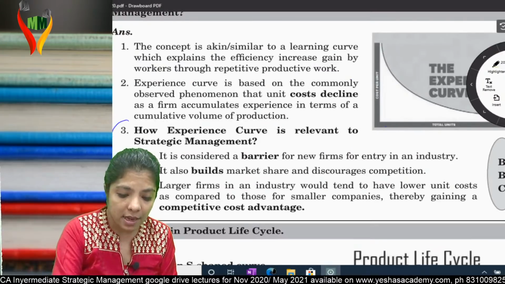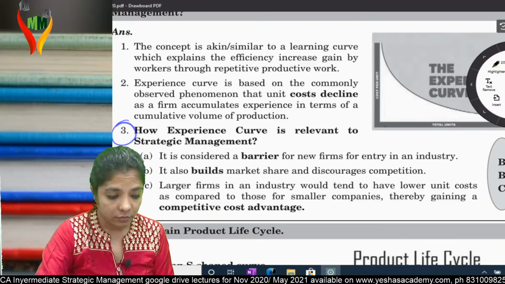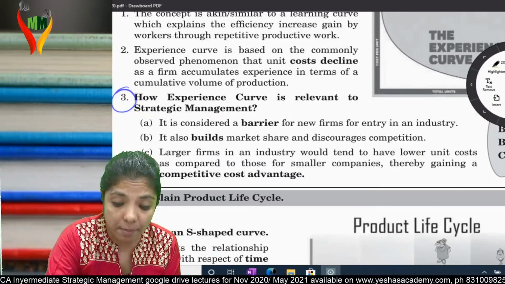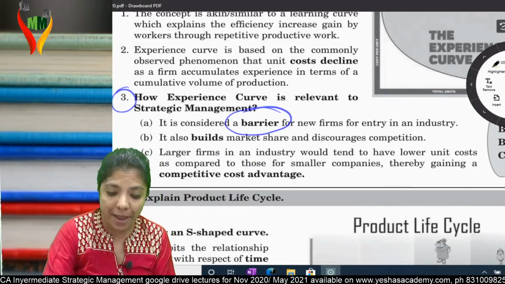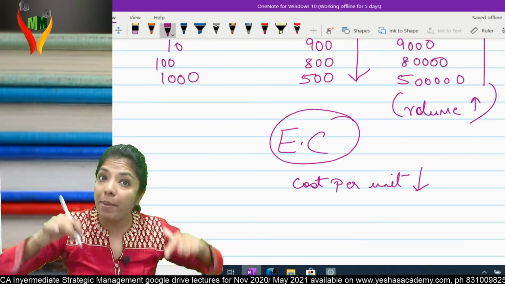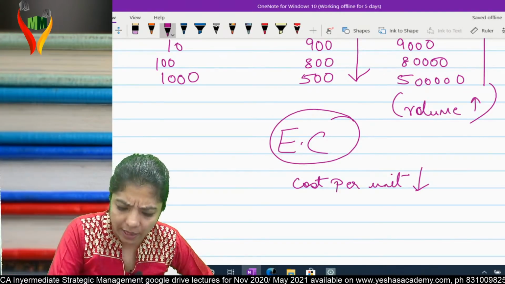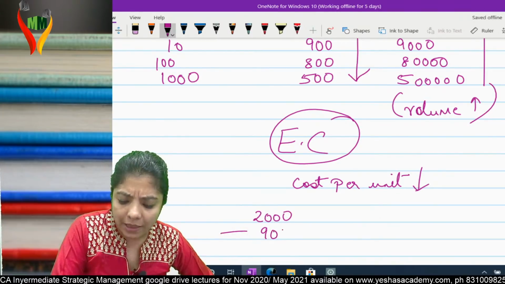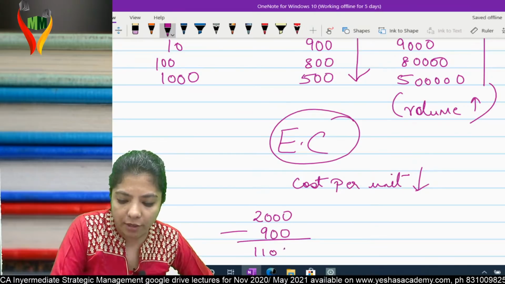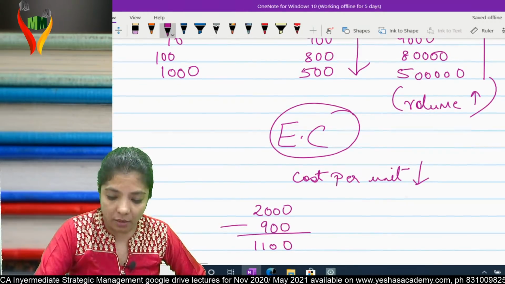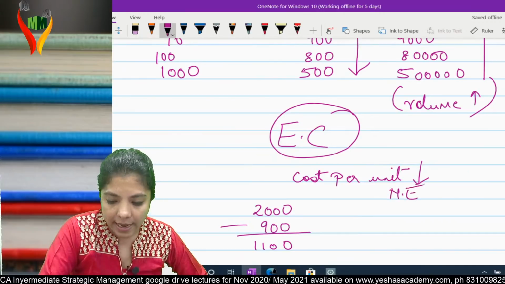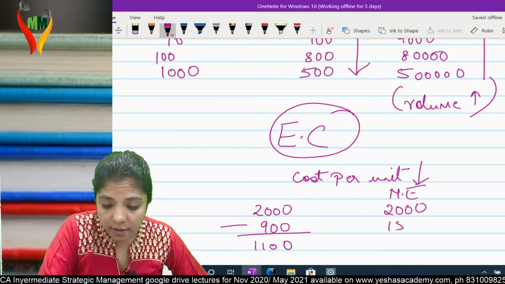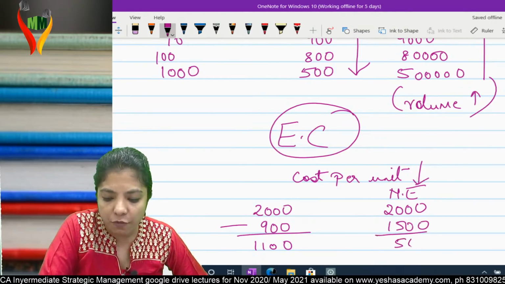So now let's come to point number 3. How is the experience curve relevant to strategic management? It is a barrier for new entrants. How a barrier? Suppose I am already a player in the market and I am selling something at 2000 rupees, and my cost is 900 rupees. My profit is 1100 rupees, right? A new entrant is also selling at 2000 rupees, but being a newcomer his cost is 1500, his profit is 500.